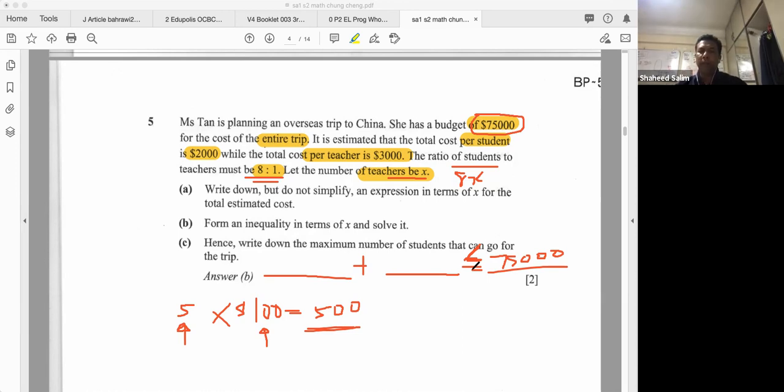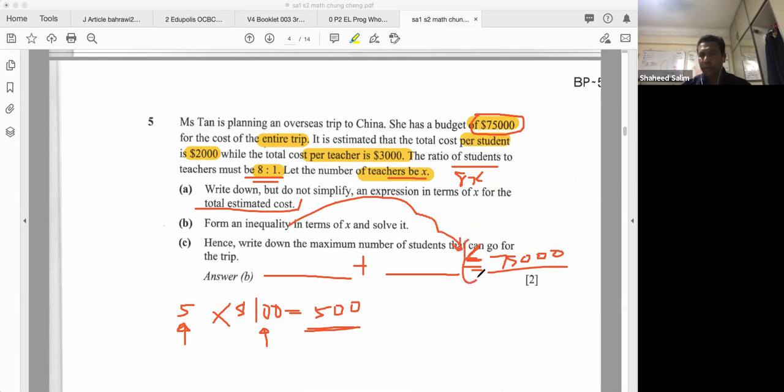Yeah, I repeat, your inequality later. Okay, this one is quite simple to do. The second one, when you form this inequality, you have to use this sign, because we do not know how much the actual cost is, but we know they only have $75,000. It must be $75,000 or below. So therefore, I put smaller than or equal to.